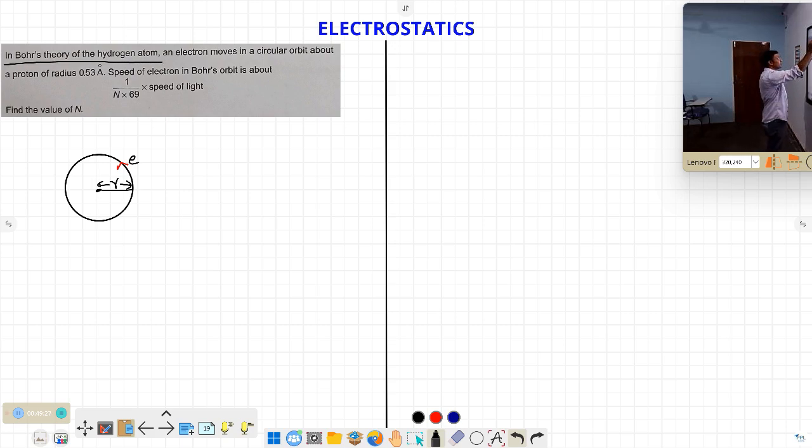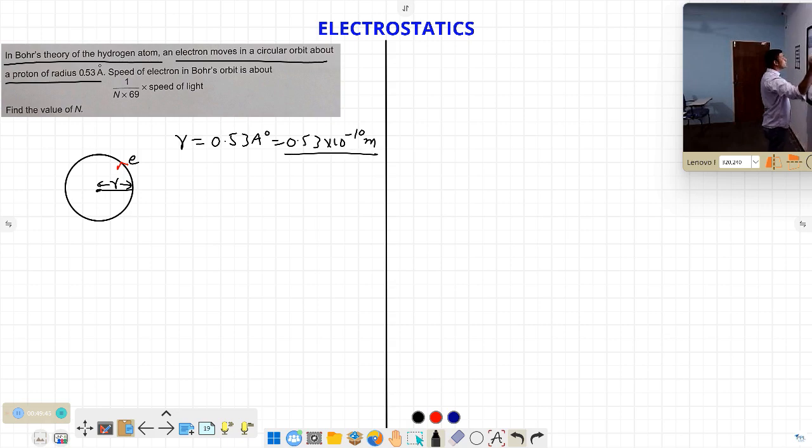In a hydrogen atom, an electron is moving in a circular orbit. The electron is revolving in a circular orbit of radius how much? 0.53. So the radius of the orbit is given as 0.53 angstroms. That is nothing but 0.53 into 10 power minus 10 meters, as 1 angstrom is equal to 10 power minus 10 meters.